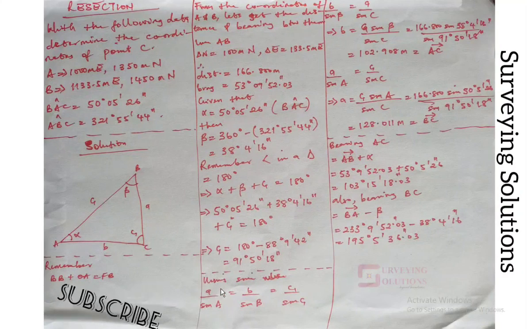So we are now going to use the sine rule. The sine rule is a relationship in mathematics that allows you to get either your side or your angle, your distance or your angle in a triangle, right? Good. So where we have a over sine A equal to b over sine B equal to c over sine C, right?